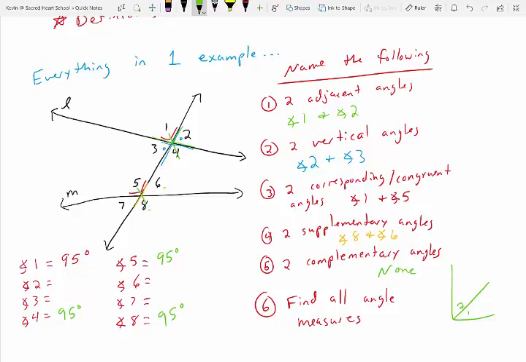Well, we said supplementary angles are 8 and 6, and 8 and 6 should add up to 180. So if we take 180, we're going to subtract what we know about angle 8, which is 95 degrees, and we should get 85 degrees. So angle 6 is 85 degrees. Angle 7 is vertical to angle 6, so we know that angle 7 is 85 degrees. And 7 and 3 are corresponding and congruent angles, so 3 has to also be 85 degrees. And 3 and 2 are vertical angles, so 85 degrees is what angle 2 is as well.